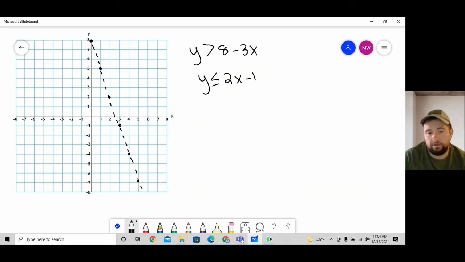And I'm going to plug in 0, 0. So is 0 greater than 8 minus 3 times 0? Is 0 greater than 8? No, it is not. So I'm going to shade the region of the graph that does not contain 0, 0. So that's going to be everything over here on this side of the graph.